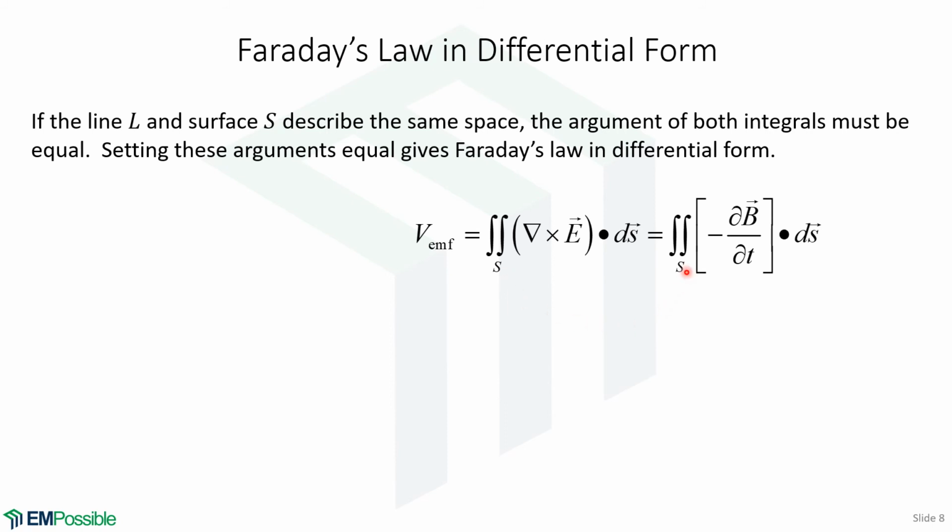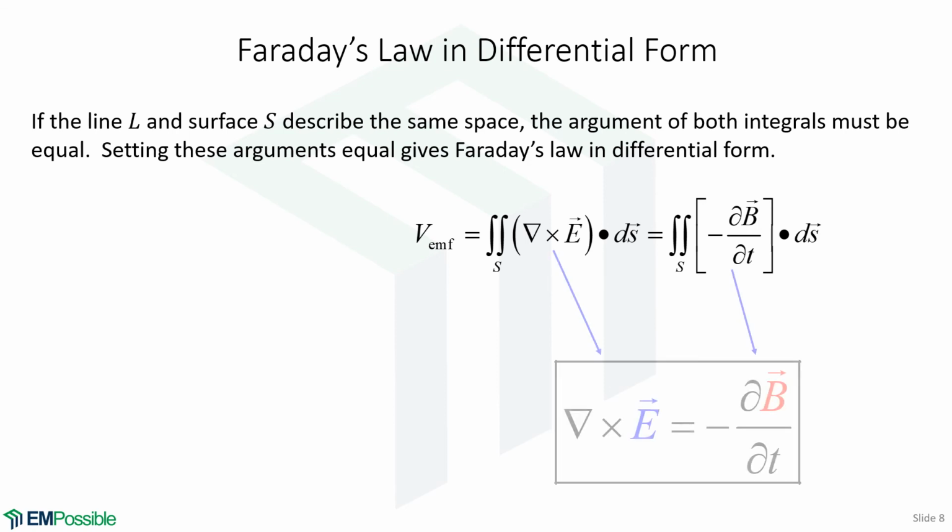So we have the same surface integral, the same dot ds, and we're getting the same answer. That really means what we're integrating here has to be equal. So the curl of the electric field must be equal to the negative time rate of change of the magnetic flux. That is Faraday's law in differential form.